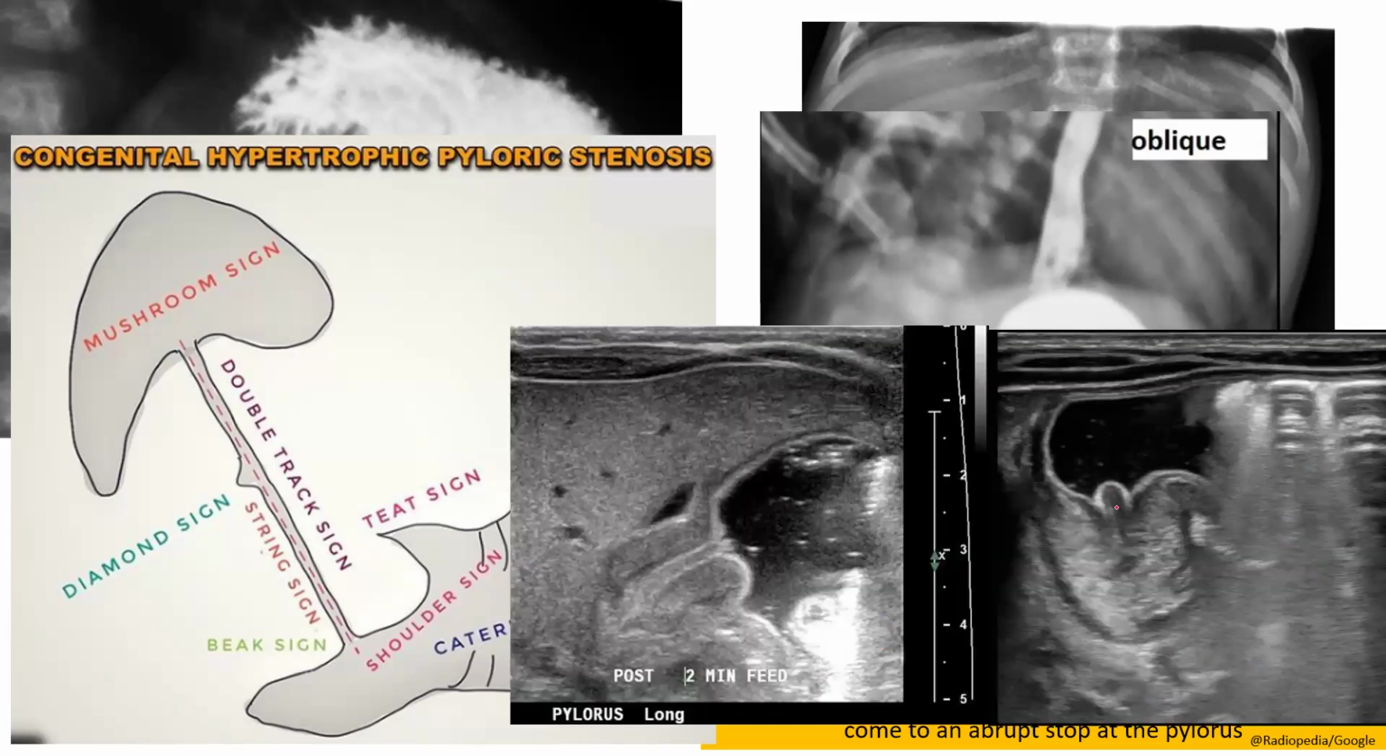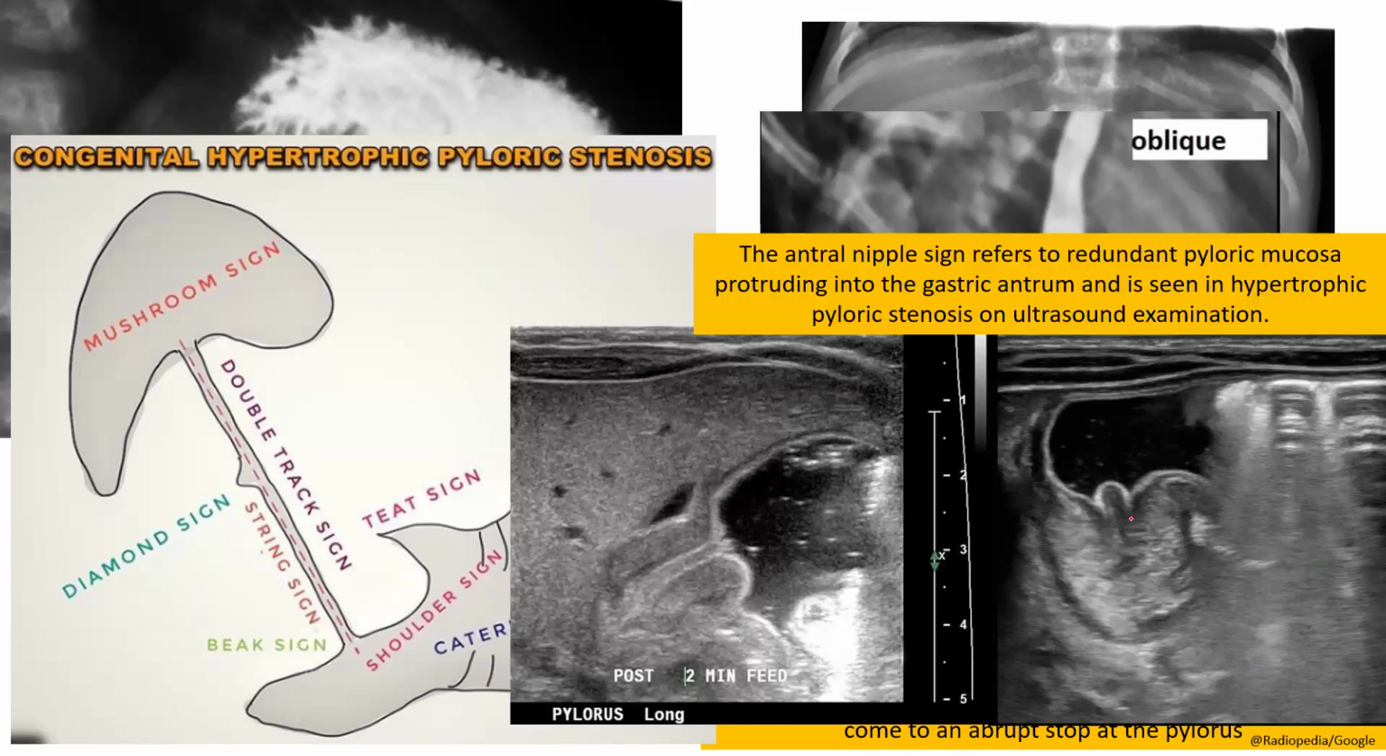On ultrasound, we can also see the antral nipple sign, which is because of redundant pyloric mucosa which protrudes into the gastric antrum. So this is an ultrasound sign.